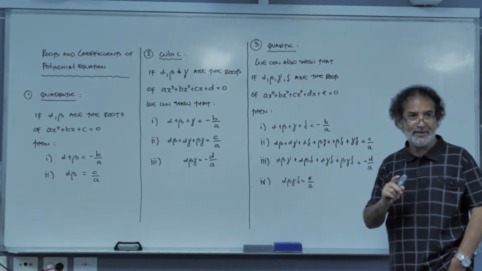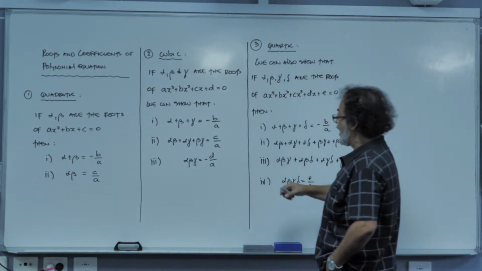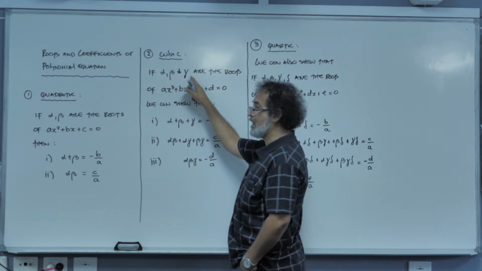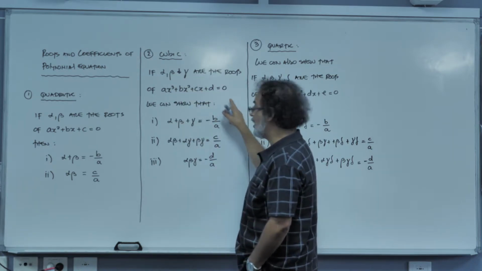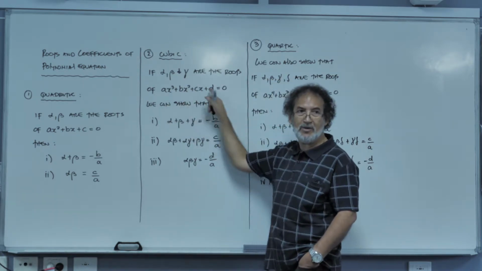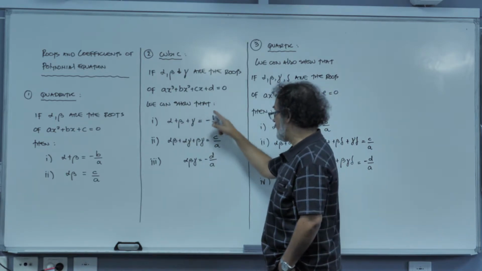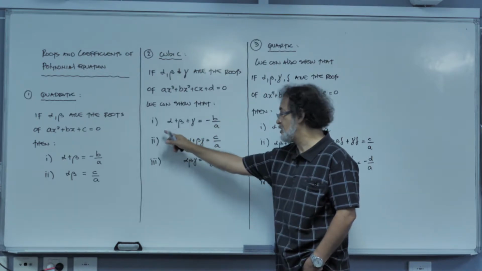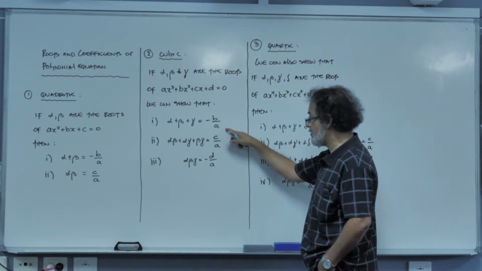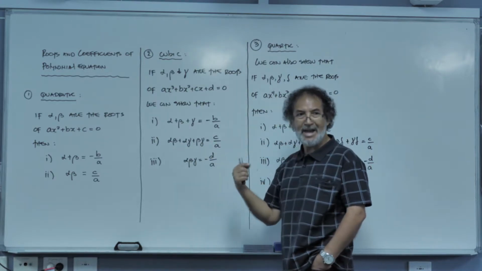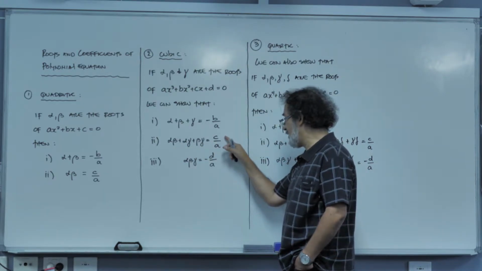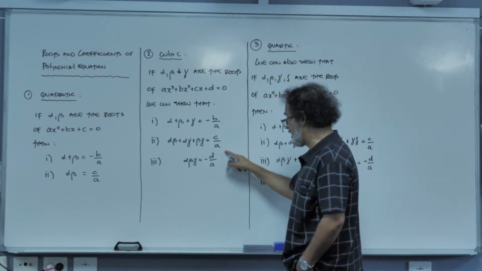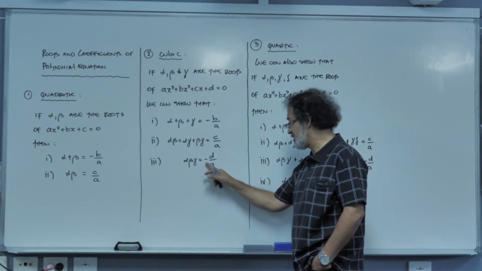Remember? In the same way, for a cubic, if alpha, beta, and gamma are the roots of this equation, can you see that this is a cubic equation now? We can show that alpha plus beta plus gamma is equal to minus b on a. If you multiply them two at a time and add them, the answer is c on a. And if you multiply all three, the answer is minus d on a.